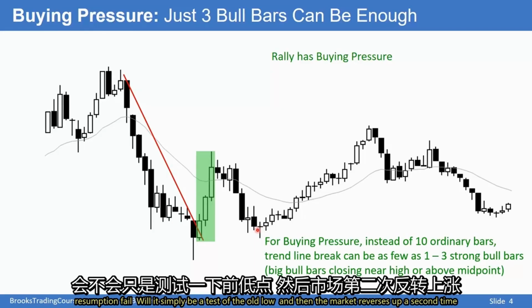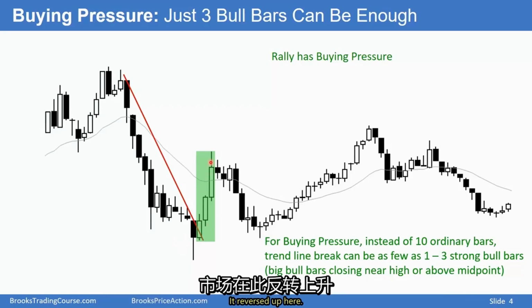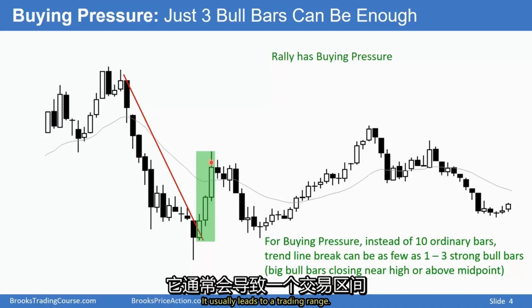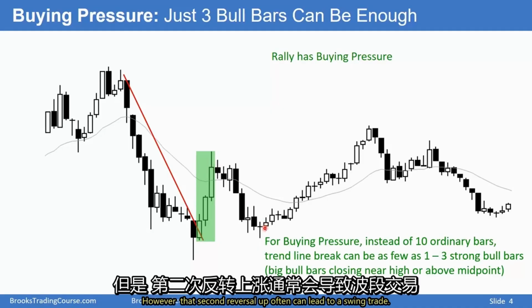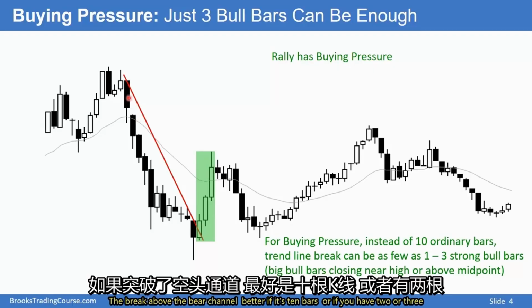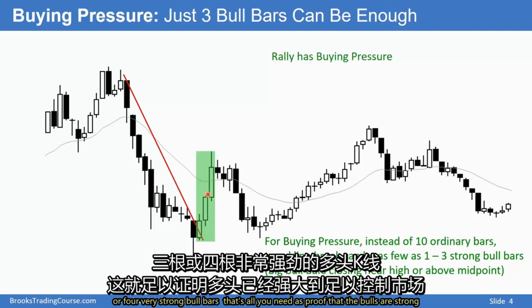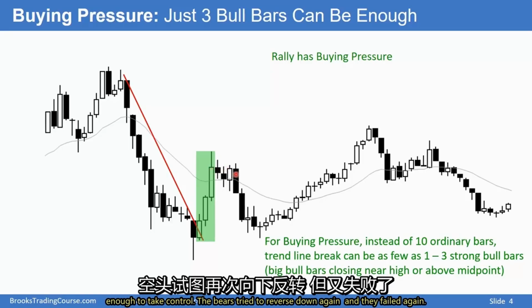Will the bear trend resumption fail? Will it simply be a test of the old low, and then the market reverses up a second time? It reversed up here. The first reversal up is minor, usually leads to a trading range. However, that second reversal up often can lead to a swing trade. The break above the bear channel, better if it's 10 bars, or if you have 2 or 3 or 4 very strong bull bars, that's all you need as proof that the bulls are strong enough to take control. The bears tried to reverse down again, and they failed again.